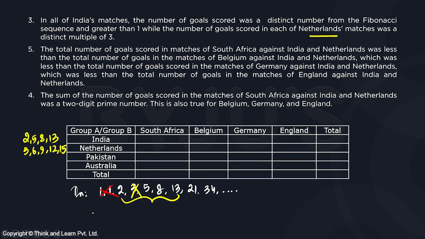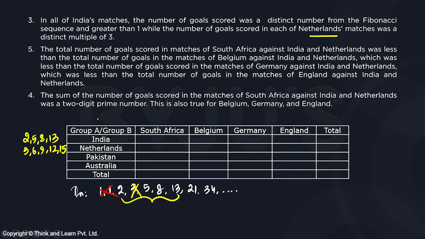Now, for the team against which India scores these 13 goals, the only possibility for Netherlands will be 6. 13 plus 6 is going to be 19. So if I take 13 plus 3, this is 16, not a prime number. 13 plus 6 is 19. 13 plus 9 is 22, not a prime number. 13 plus 12 is 25, not a prime number. 13 plus 15 is 28, not a prime number. So the 13, 6 combo will be formed, right? That pair will be formed.